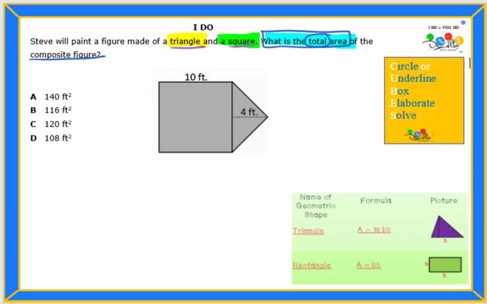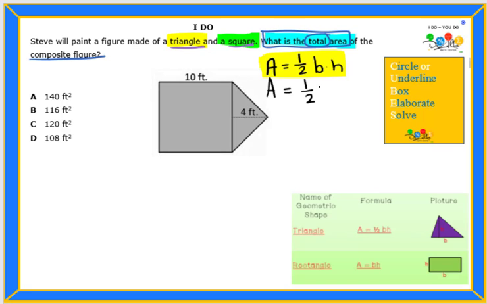We have an anchor chart here at the bottom of the screen, and you can use that as well. So you can see that for a triangle, we're going to use A equals half of the base times the height. So to continue, we're going to find the base and the height of the triangle.